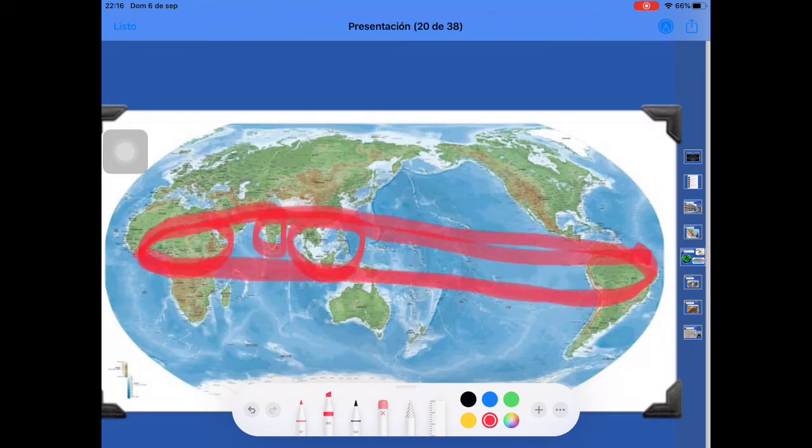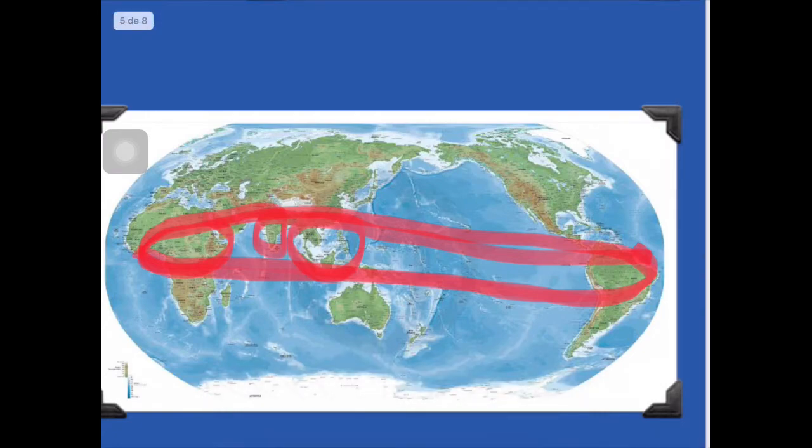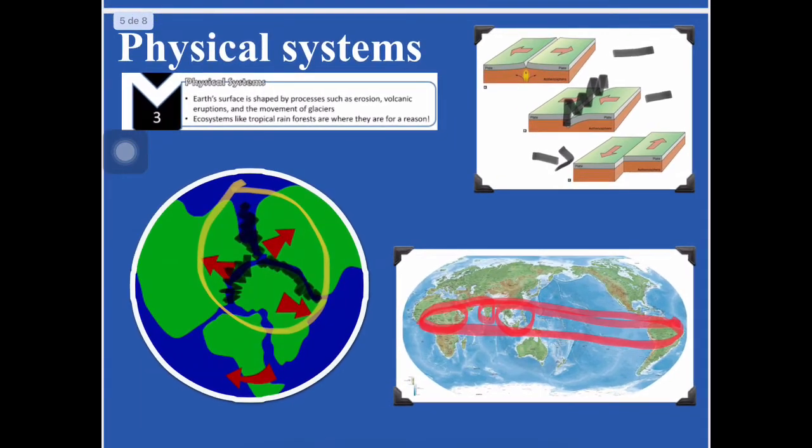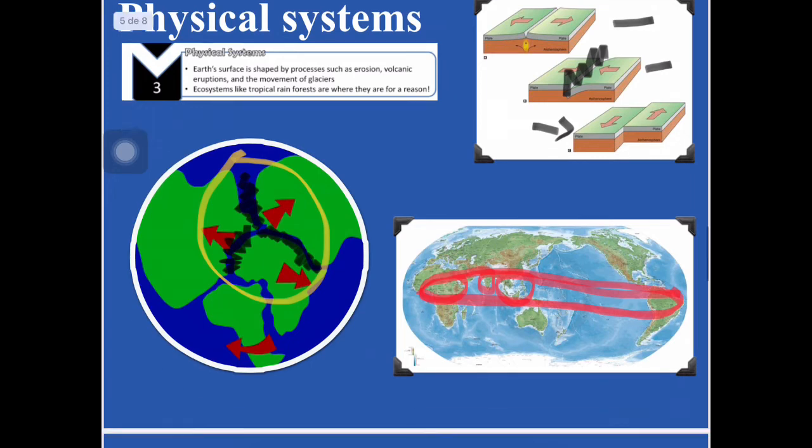So that is why we're always going to be finding this relation between the physical systems and what we are able to see about the Earth's surface and how they change, how they are related. That is why they are systems, because they aren't just elements that work apart from each other. They are related, they interact, and we have consequences of these interactions. Then we have human systems.